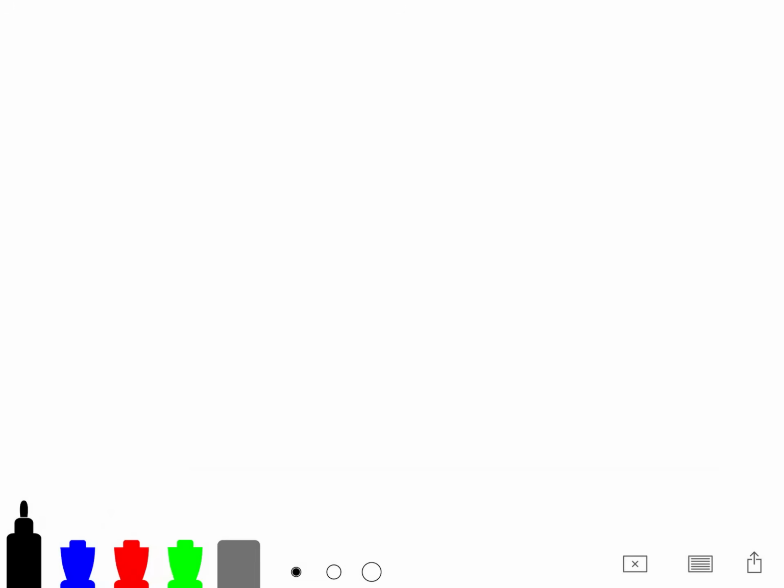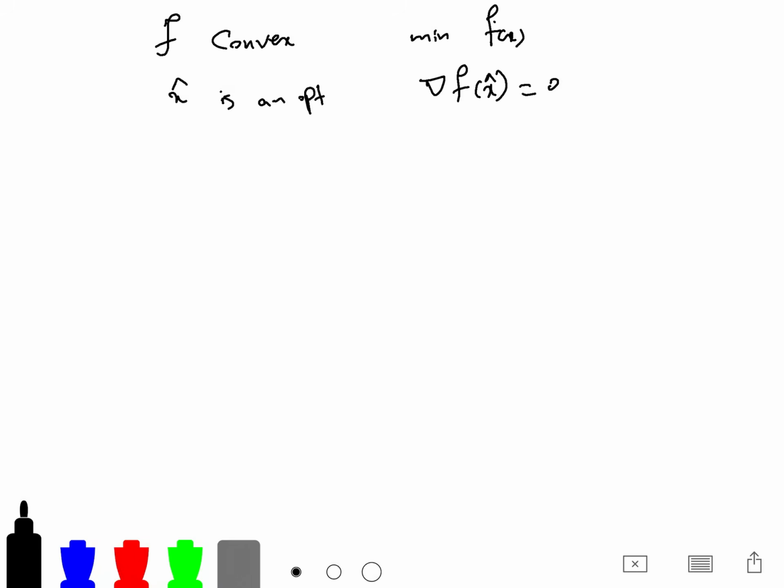All right, so let's look at optimality conditions for convex optimization. You know from simple calculus that when f is a convex function and you want to minimize f of x, you simply need to calculate the gradient of f and set it to 0. So x hat is an optimal solution if this holds.